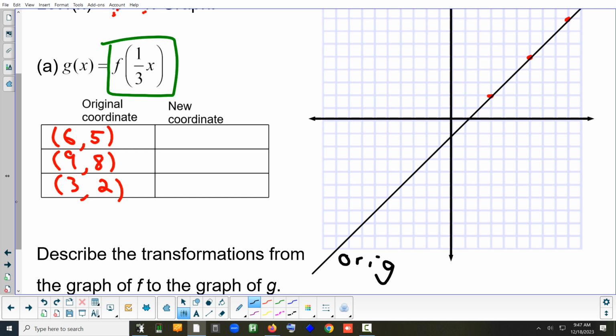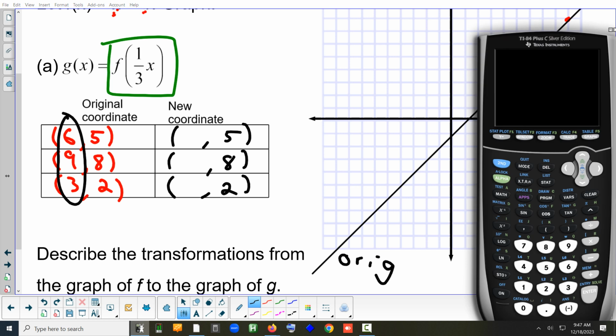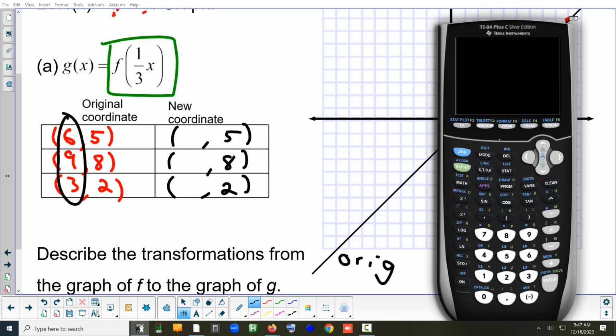So which ones are the x values here? 6, 9, and 3. Yep. And we're going to take all those x values and divide them by what number? 1/3. That's the number that's in front of x. Okay. So the 5, the 8, and the 2, those stay exactly the same. Right. And we're going to use our calculator because we're going to have a fraction to deal with.